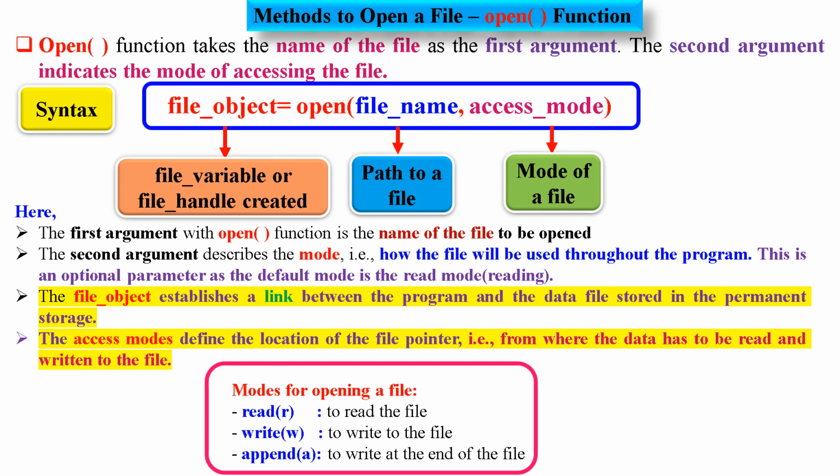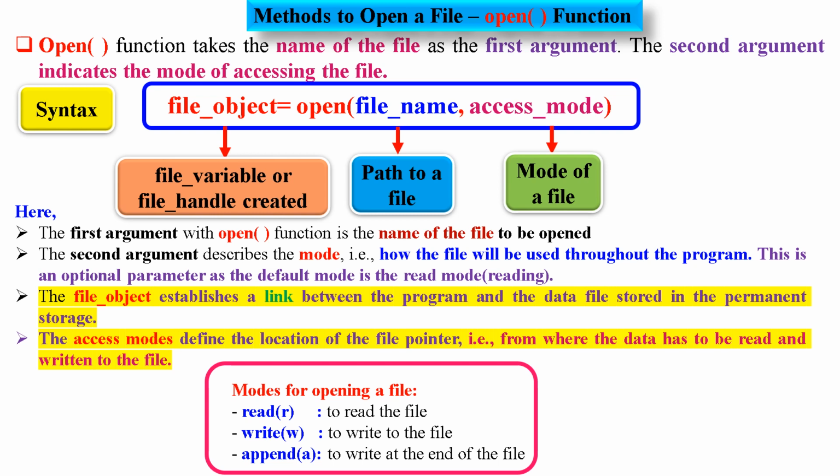The syntax for the open function is: file variable or file object or file handle equals open of file name, access mode. Here the first argument with open function is the name of the file to be opened, the path to a file, and the second argument describes the mode, that is, how the file will be used throughout the program, whether read mode or write mode or append mode. This is an optional parameter as the default mode is the read mode. The file object establishes a link between the program and the data file stored in the permanent storage.